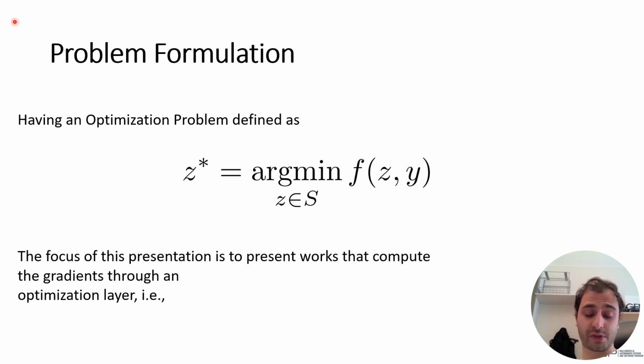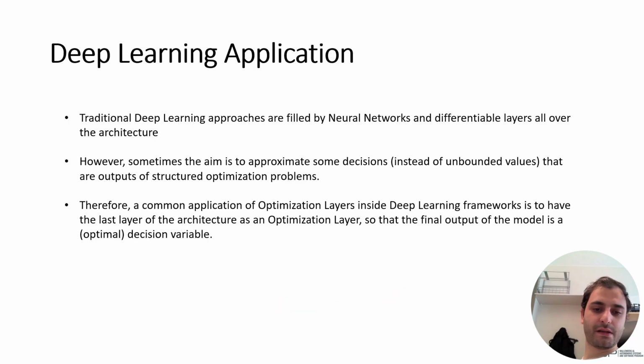The focus of this presentation is to present works that compute the gradients through an optimization layer. So basically what we actually want is this partial derivative, the partial of z star, which is this argmin, the solution of the optimization problem, with respect to this external signal, or to a prediction of this external signal. That's why we put the hat on the y. So this has some deep learning applications.